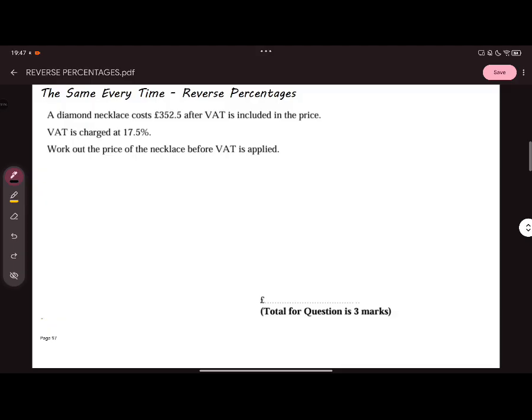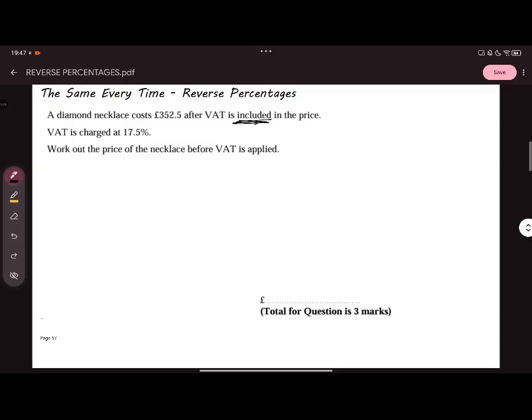In this set of questions, though, we're looking at situations where an amount has been increased by a percentage and we need to find out what the amount was before the increase. So a diamond necklace costs £352.5 after VAT, that's value added tax, but in order to do the question, you don't really need to know that, but it is value added tax, is included in the price.